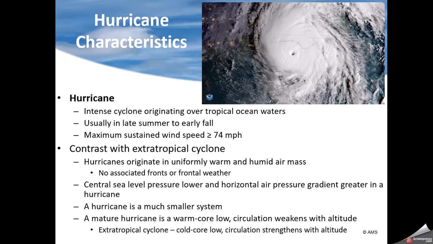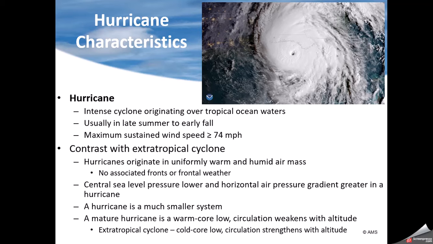Hurricanes are the intense cyclones. They usually occur late summer to early fall, and one thing for a hurricane to have, it must have winds greater than or equal to 74 miles per hour. So let's contrast them with an extratropical cyclone. We've dealt with those in the mid-latitudes. Extratropical cyclones have a strong temperature gradient. Look what? Hurricanes are a uniformly warm and humid air mass.